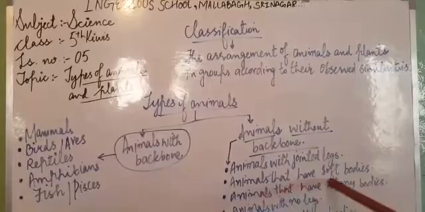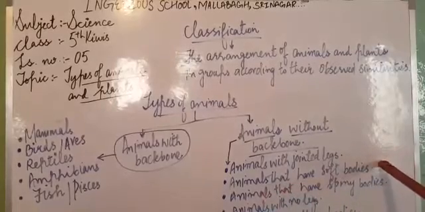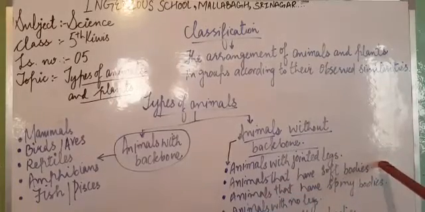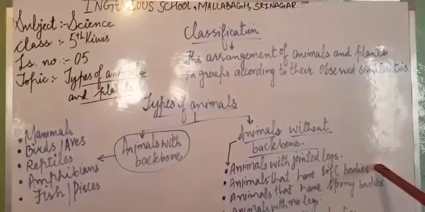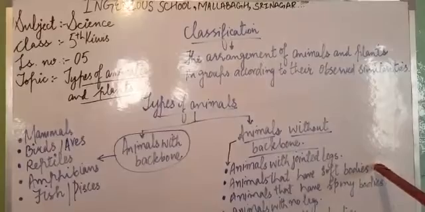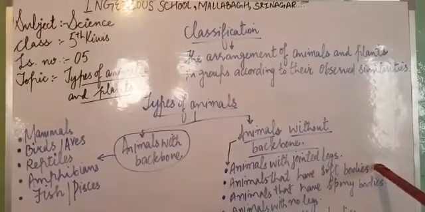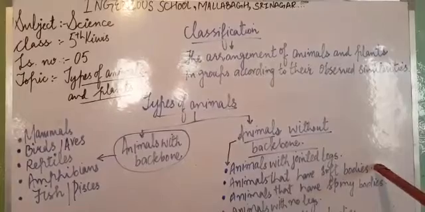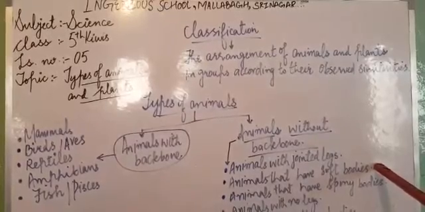Now, the animals which have soft bodies. They are usually found in water, and many of them live inside a shell. Examples are snails, squids, and octopuses. These are the animals which have soft bodies.